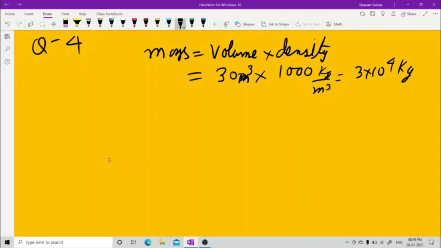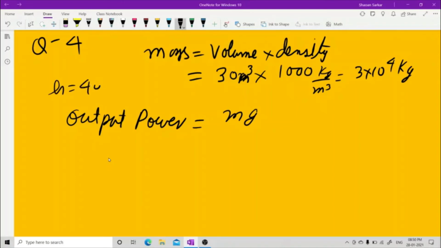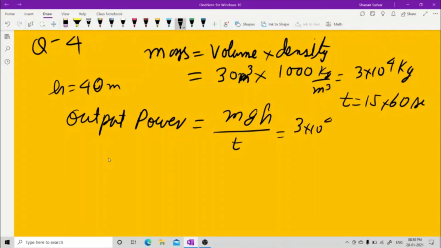Now you need the output power. What is output power? It is mgh by time. M is this, and height is given as 40 meters off the ground. Time is 15 minutes, converted into seconds. So this is equal to, I'm not doing the calculation, 3 into 10 to the power of 4 into 10 into 40 upon 15 into 60, and this is in watt.